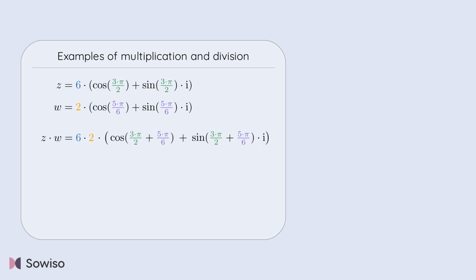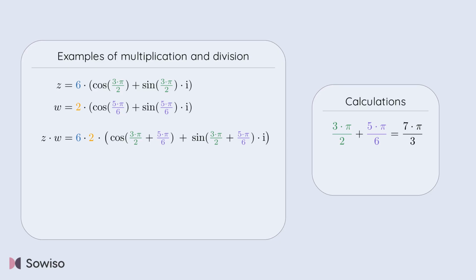Replacing the values, we get 6 times 2 times cosine of 3 pi over 2 plus 5 pi over 6 plus sine of 3 pi over 2 plus 5 pi over 6 times i. We calculate the sum of the angles and get that 3 pi over 2 plus 5 pi over 6 is 7 pi over 3. Then the multiplication simplifies to 12 times cosine of 7 pi over 3 plus sine of 7 pi over 3 times i.